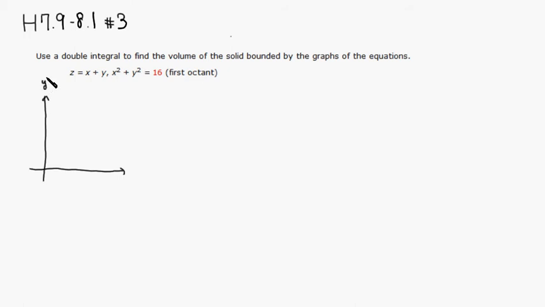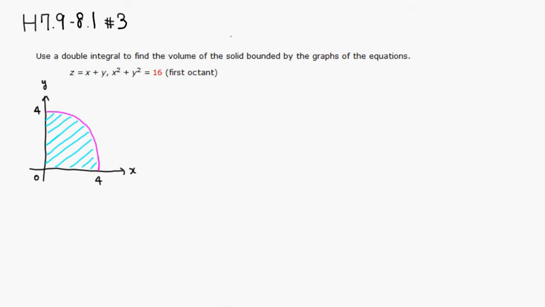So here's y, here's x, and the origin. It's a circle with radius 4 because its radius squared is 16. So it's going to look like this. 4 is here and 4 is there, and this is the region on the xy plane. We need to integrate this function x plus y over this quarter disk.